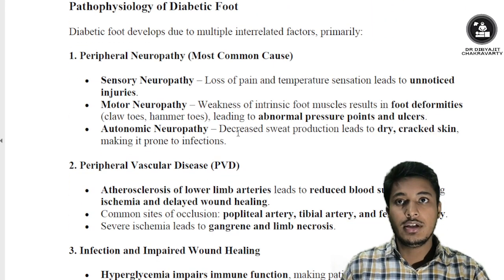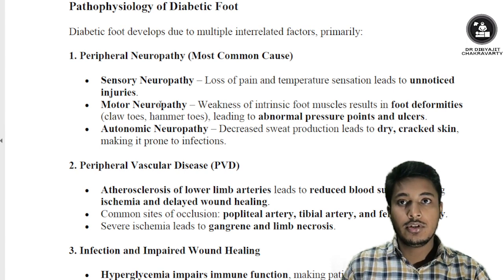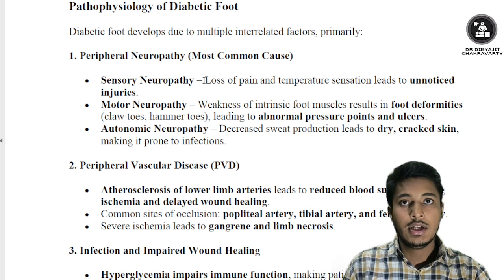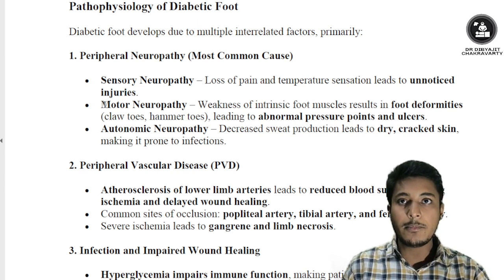Coming to the pathophysiology, first being the peripheral neuropathy, which is the most common. It can be divided into sensory neuropathy, motor neuropathy, and autonomic neuropathy. Sensory neuropathy is the first to be affected, which leads to loss of pain and temperature sensation, leading to unnoticed injuries. Motor neuropathy leads to weakness of the intrinsic foot muscles, which results in foot deformities like claw toes and hammer toes, leading to abnormal pressure points and ulcerations.